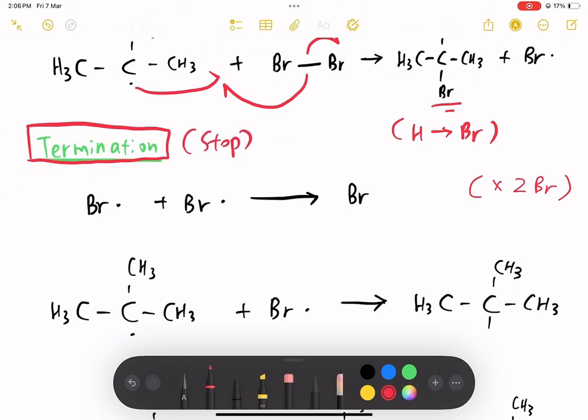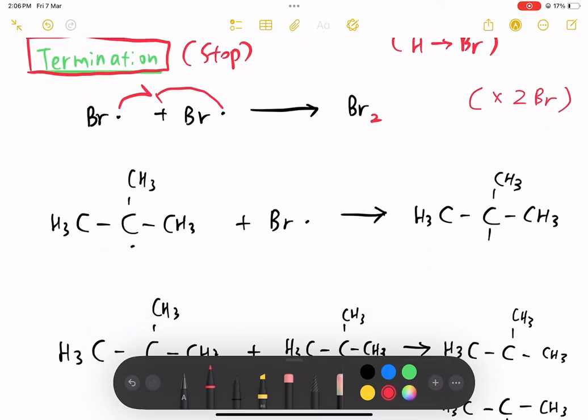Termination means stop, but in exam you must write termination. So once it wants to stop, all the free radicals will combine together to become normal again. So it becomes Br2. So here no need to write Cl2, UV, no need, because it is only used in the beginning. Then this one will combine with Br to form this. So these two dots actually will become one bond. Okay.